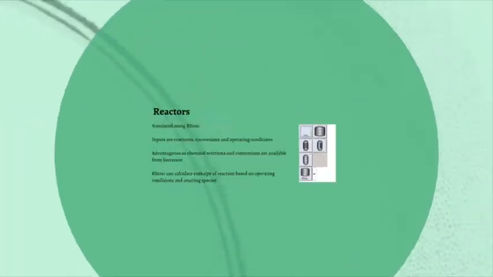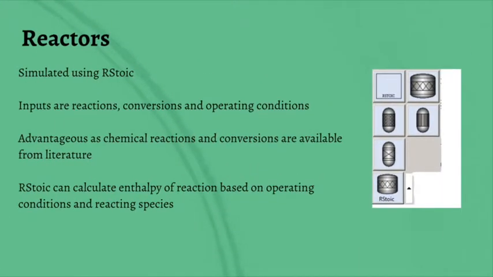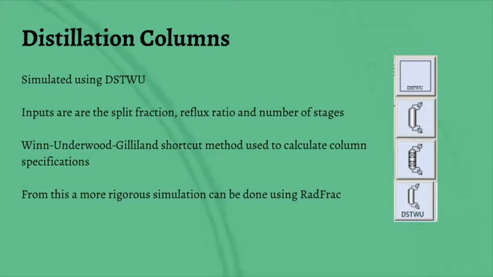The 3 main reactors are simulated using RStoich, which simulates based on manually inputted reactions and their conversions. It is used whenever reaction kinetics are unavailable. In this case, using RStoich is advantageous because chemical reactions and conversions are available from literature and side reactions can be included selectively. RStoich is able to automatically calculate reaction enthalpy or heat duty of reactors based on operating conditions and the reacting species. It is assumed the effect of operating conditions on reaction kinetics are the same as cited literature. Distillation columns in the process are simulated using DSTWU.